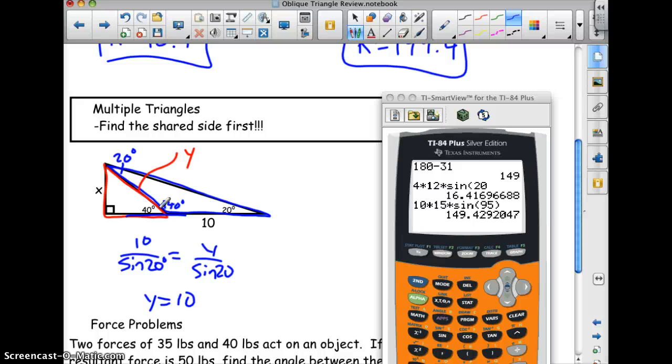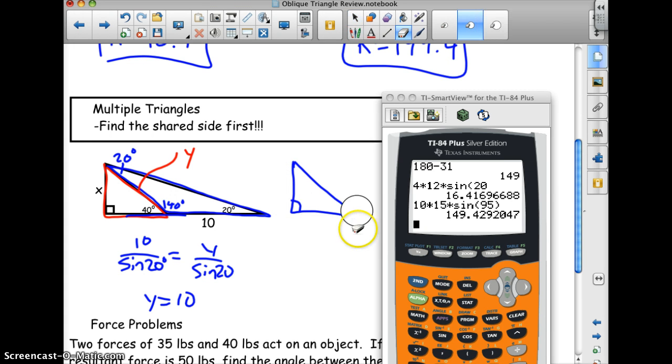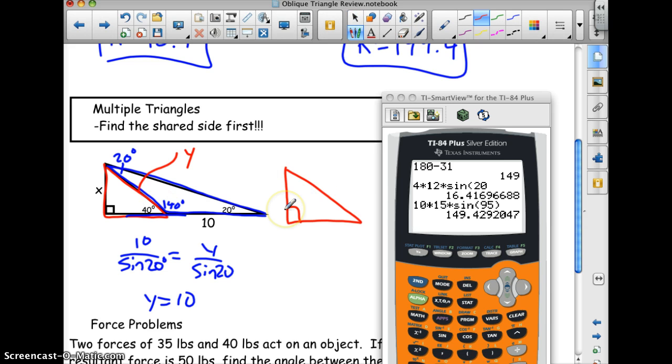Now, once you know y equals 10, I'm going to focus on the red triangle. Sorry about that. I'm focusing on the red triangle, where I know this is 40 degrees, and I know this is 10, and that's a 90-degree angle. Now, since that's a 90-degree angle, I can use right triangle trig and figure it out pretty easily, right? Because it's the opposite over the hypotenuse. The sine of 40 equals x over 10.